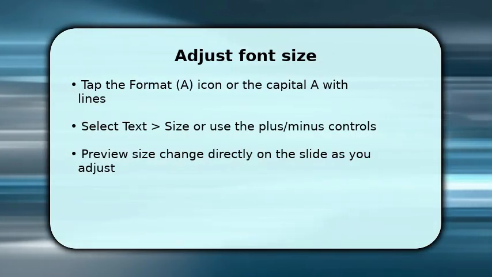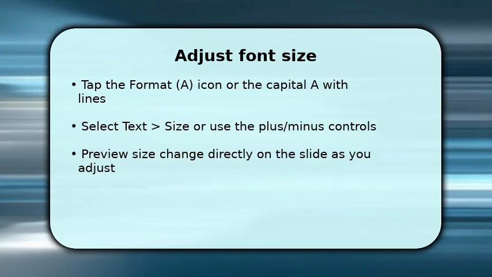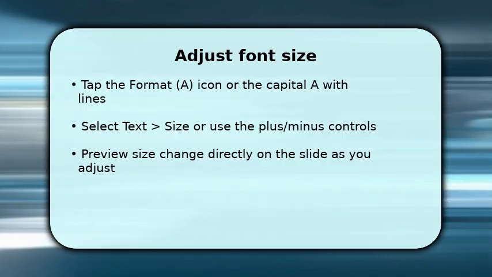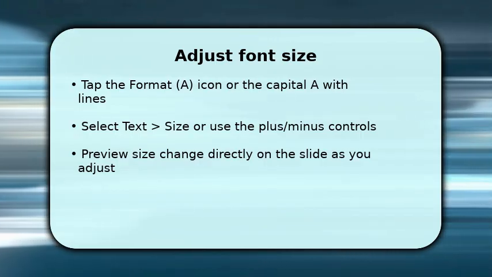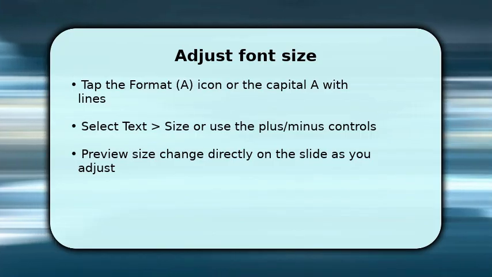Use the on-screen plus and minus buttons for incremental changes, or tap the number to type an exact value. As you adjust, the slide updates immediately so you can judge legibility and layout. Make sure to check both portrait and landscape orientations if your audience uses different devices, and if multiple text boxes need matching sizes, repeat. You finish by tapping outside the text box to commit changes.